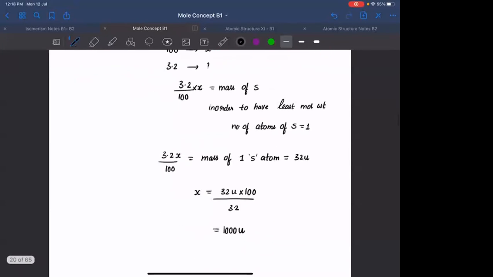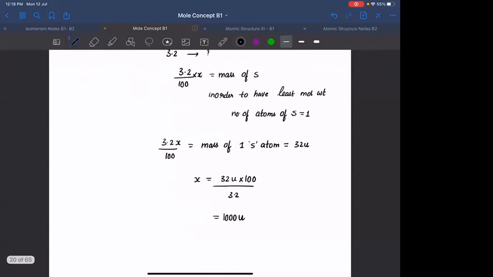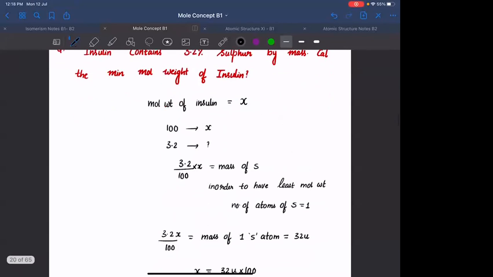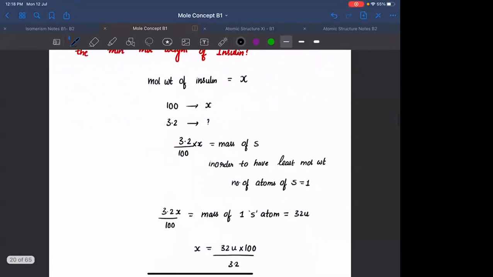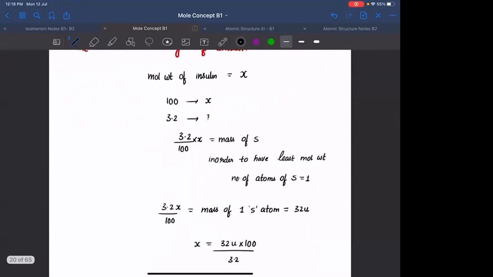So the answer is right, your answer. All new students, please try to understand this. If you have any doubt, ask me. They're asking what is the minimum molecular weight of insulin. They have given the mass percentage of sulfur inside insulin as 3.2%.